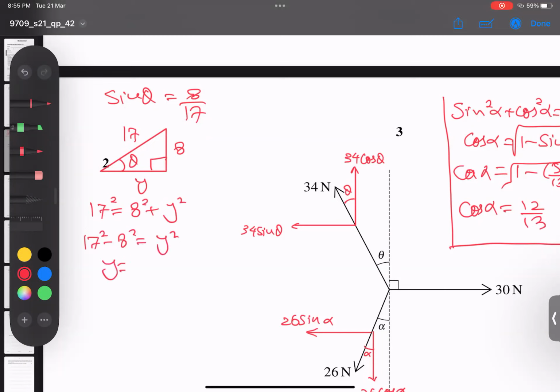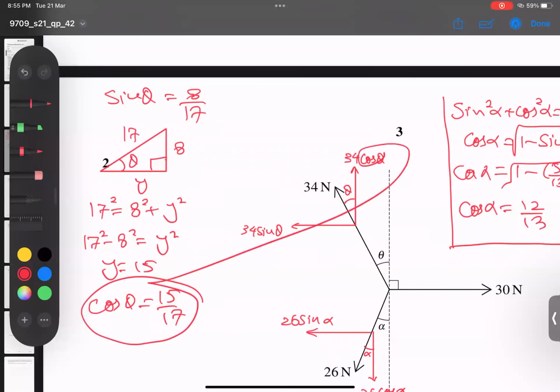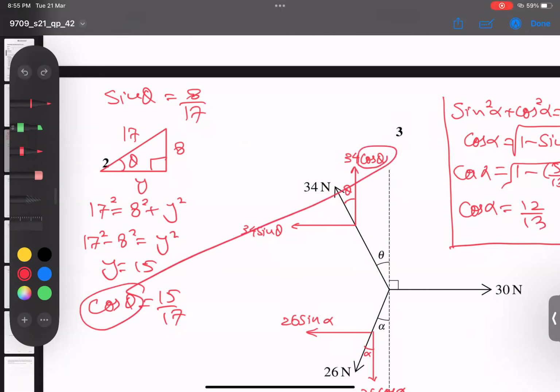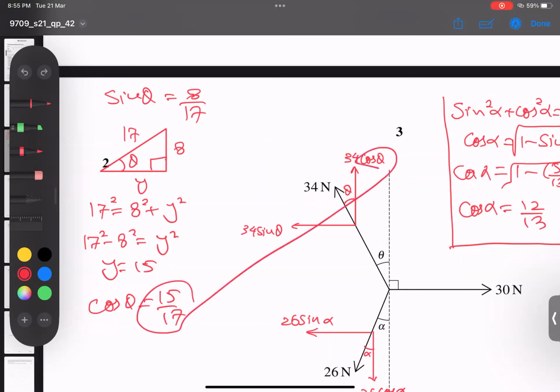And I'm typing directly in my calculator: 17 to power 2 minus 8 to power 2. It will give me 15 sharp. So 15. So Alhamdulillah, what is the cos theta value? Cos theta value is adjacent by hypotenuse, I mean to say 15 by 17. So Alhamdulillah Rabbil Alameen, this value I can replace here, and this value I can replace here. Make sure every cos is replaced by 15 by 17.